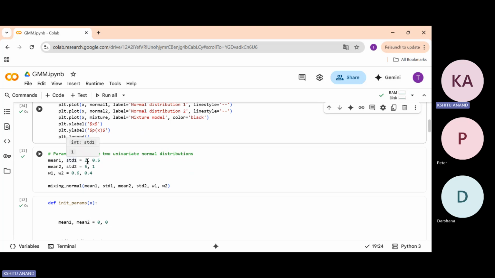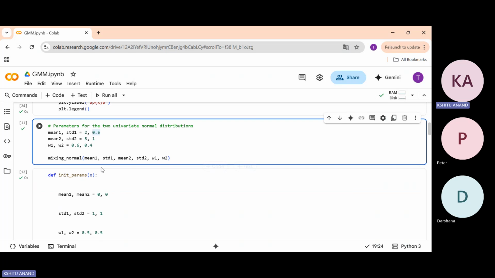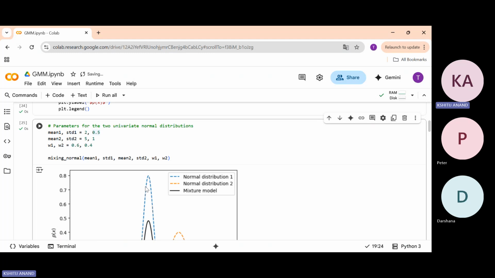We are taking the mean of the first normal distribution as 2, and a standard deviation of 0.5. The mean of the second normal distribution is 5 and the standard deviation is 1, and now the mixing ratio is 0.6 and 0.4. So now let us see how the mixing happens.